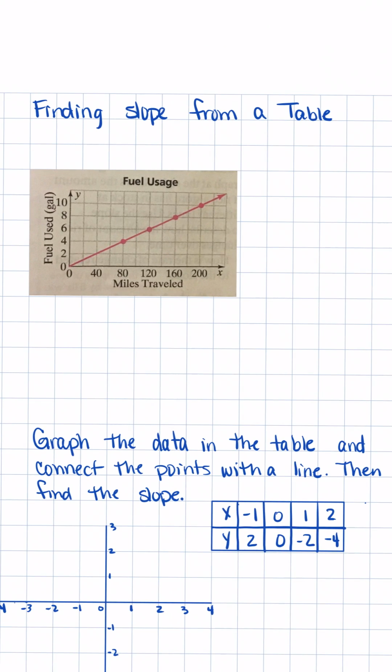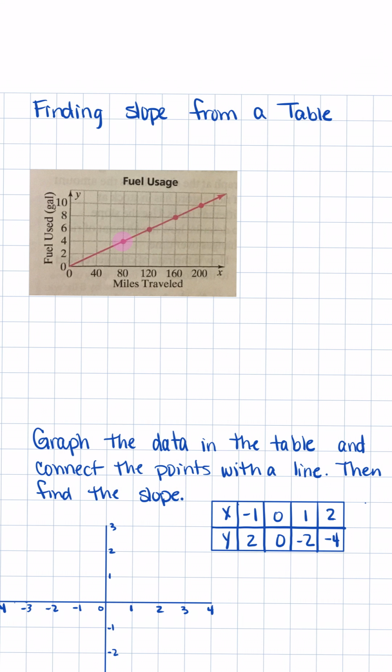Now we're going to look at finding the slope from a table. When you graph some data, all the points lie on a line. For such data, you can find slope or the rate of change using a table. The rate of change equals the slope, so the change in y and the change in x. We can choose 2 points on this line and do the same thing that we've been doing.